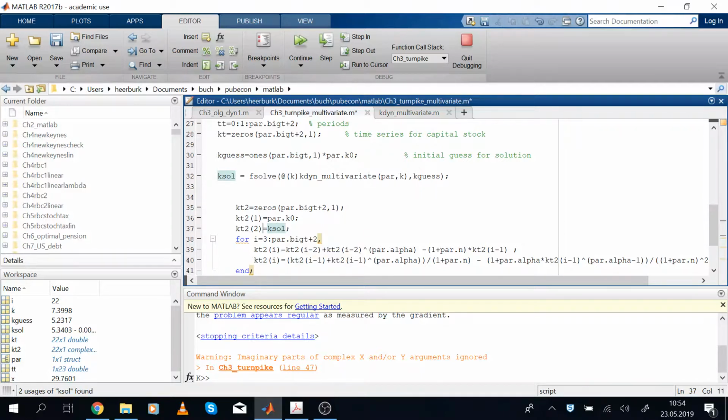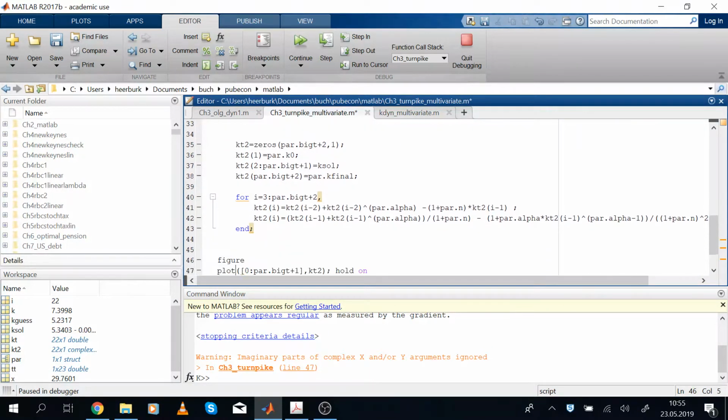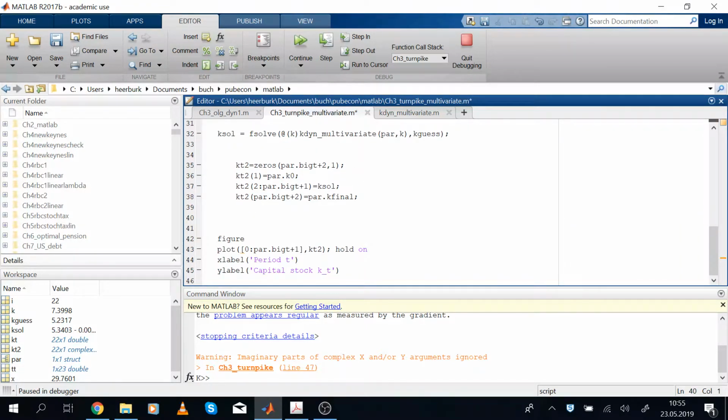So the solution now, ksol, is kt2 of 2 up to par big T plus 1. And of course kt2 of par big T plus 2, so in period 21, corresponding to the entry 22 in the vector kt0, is equal to par kFinal. And we can erase this recursion and plot the figure again. So let's save it, run it, and see if it works.